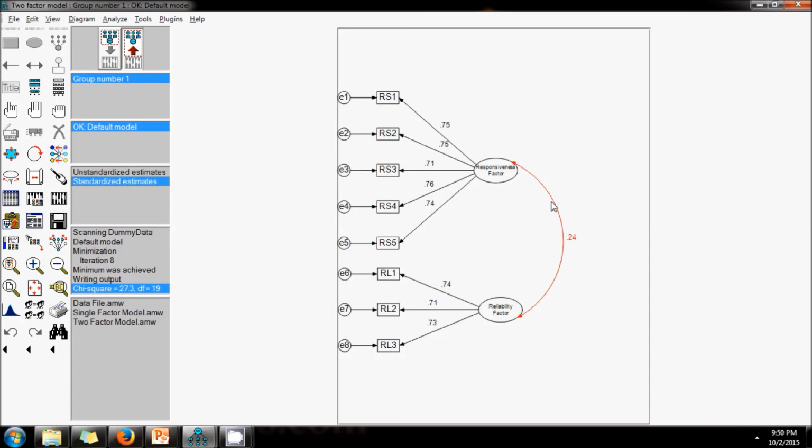Also, if you look at the correlation between these two factors, we can see that the correlation value is 0.24. This value is less than the threshold value of 0.3 in order to conclude that these two factors are uncorrelated. Therefore, we conclude that these two factors are different or they are independent. So in this video, we discussed how we can use the confirmatory factor analysis to judge the independence of two factors.